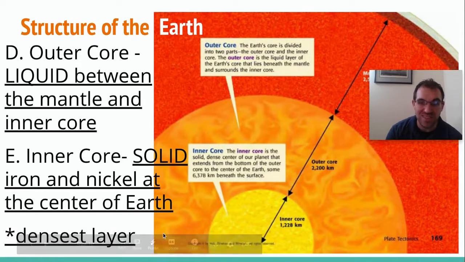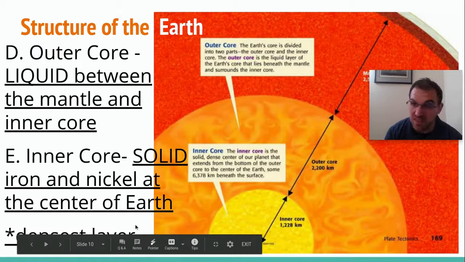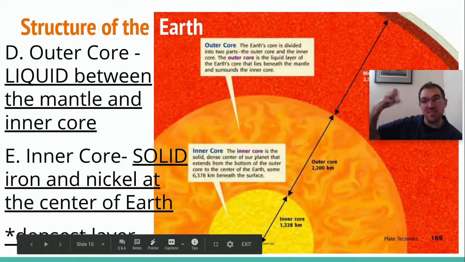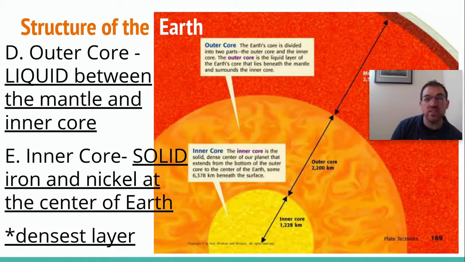The inner core is also the densest layer. We know it's the densest because it's at the center, right? Denser things tend to sink down. And almost always, a solid form of material is going to be denser than the liquid form of the material. That's not the case with water. It's one of the few exceptions to that rule because we know that ice cubes float in water, so they're less dense. But for the most part, everything else is denser, and that's the case here.